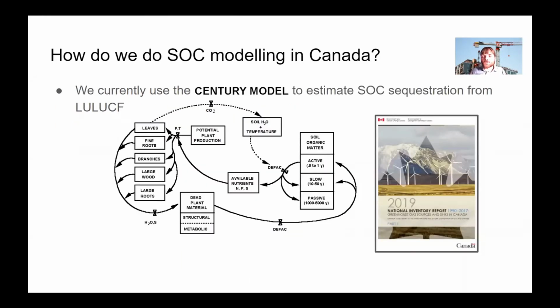Now in Canada, the way we do soil modeling is we use what's called the Century model, and I'll talk more about how that works and what that is, in order to estimate or predict soil organic carbon sequestration from our land use and land use change sector. These predictions are then put into the National Inventory Report that aggregates Canada's greenhouse gas values across the country, and then those are all sent to the IPCC for global greenhouse gas reporting.